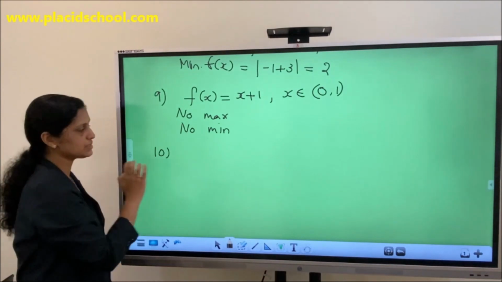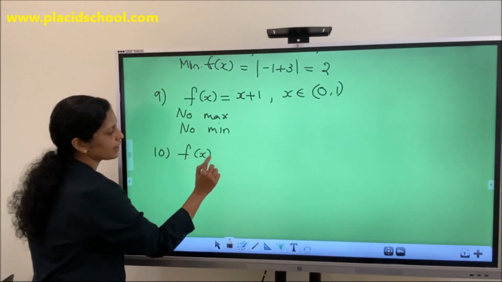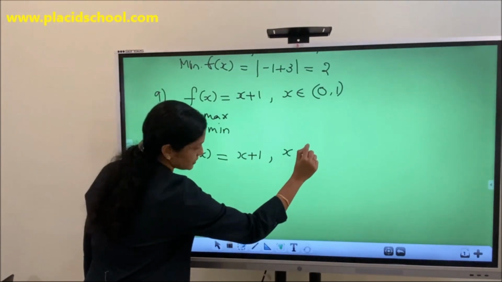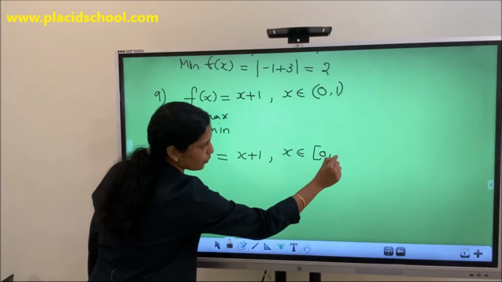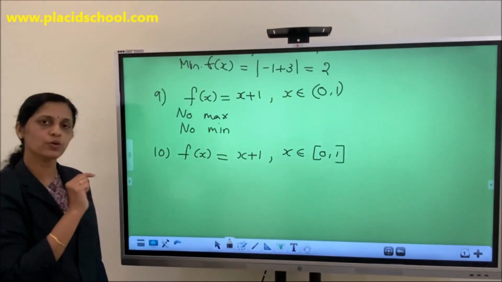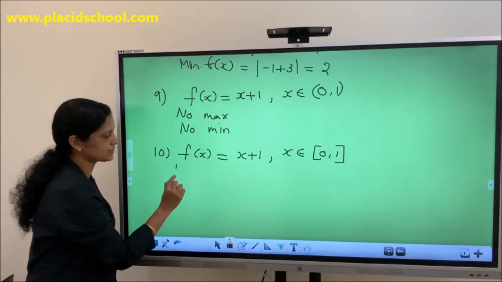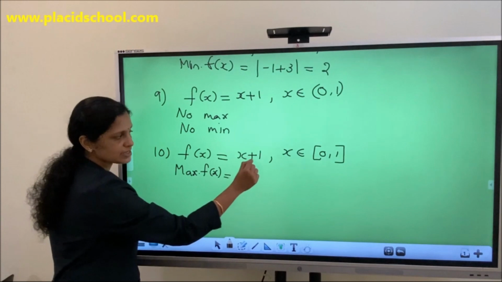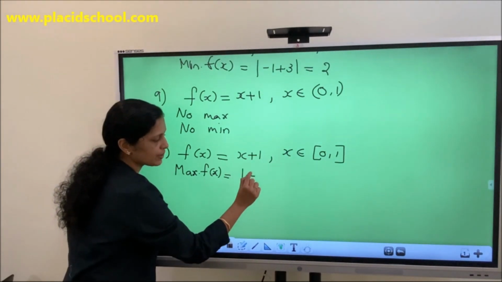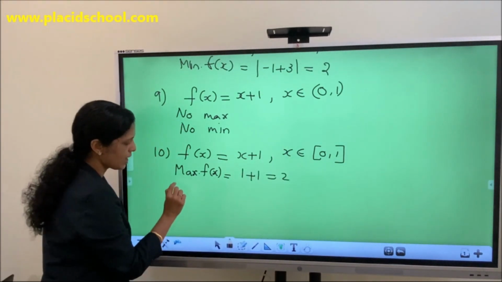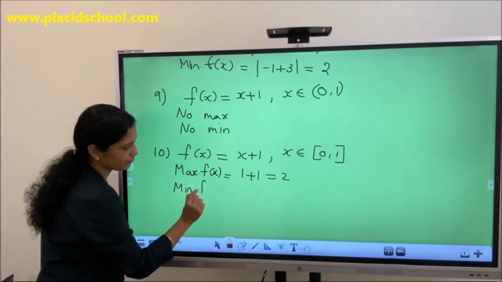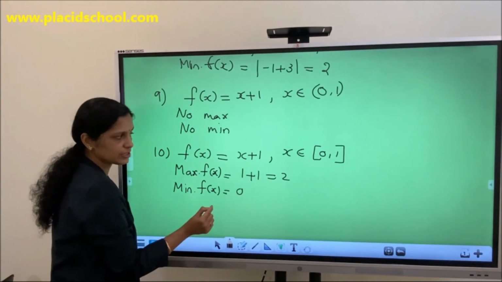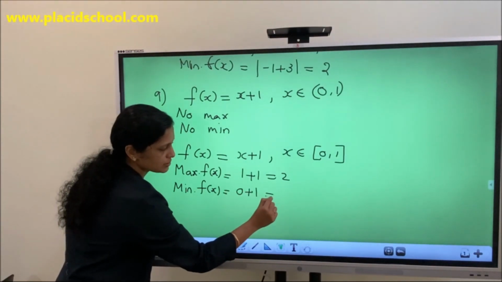Then question number 10: take f(x) = x + 1, where x belongs to the closed interval [0, 1]. Here x belongs to a closed interval. The maximum value of f(x) is when x takes its maximum value, which is 1, so 1 + 1 = 2. The minimum value of f(x) is when x is 0, which is the minimum value taken by x, so the minimum is 1.